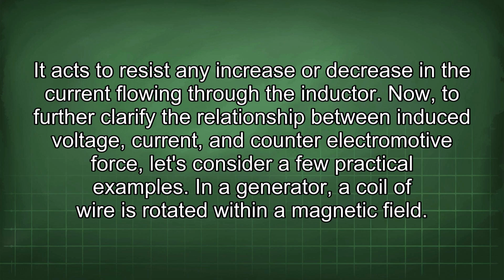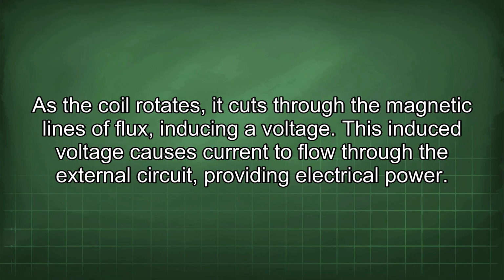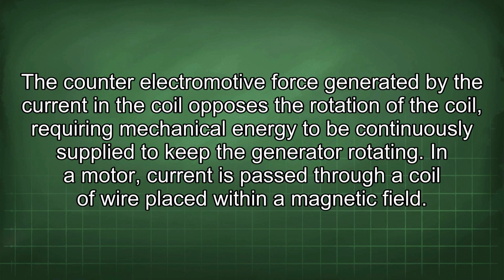Now, to further clarify the relationship between induced voltage, current, and counter-electromotive force, let's consider a few practical examples. In a generator, a coil of wire is rotated within a magnetic field. As the coil rotates, it cuts through the magnetic lines of flux, inducing a voltage. This induced voltage causes current to flow through the external circuit, providing electrical power. The counter-electromotive force generated by the current in the coil opposes the rotation of the coil, requiring mechanical energy to be continuously supplied to keep the generator rotating.